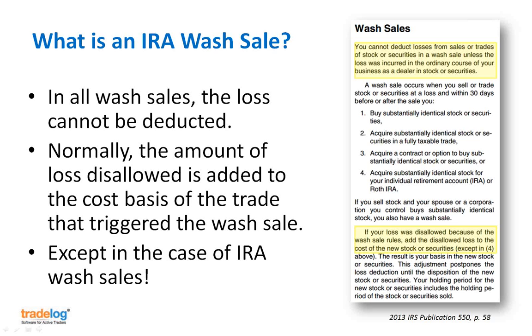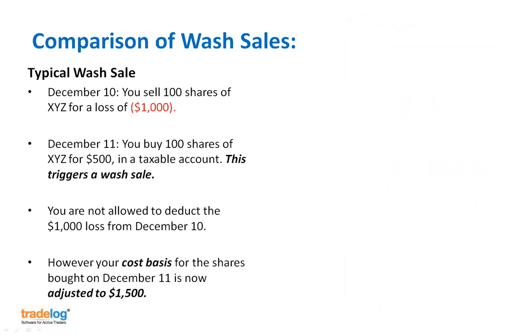Now, it's kind of challenging to understand this in simple words when we're looking at a paragraph of text, and so what I find best is to look at an example. Let's first look at just a basic typical wash sale. Say that on December 10th, you sold 100 shares of stock and you had a loss of $1,000 total.